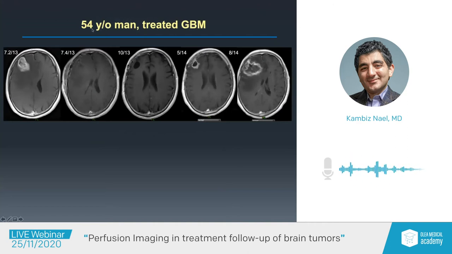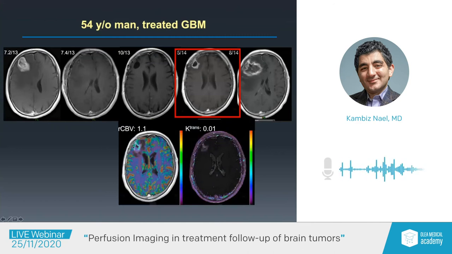So this was a 54-year-old man with a glioblastoma that was resected, with gross total resection, and then treated with temozolomide and radiation. And you can see that over time, he gradually developed this nodular enhancement along the resection cavity, and that increased a few more months later. Again, when you have this enhancing component showing up, you like to make that diagnosis. So we're going to look at the cerebral blood volume and K-trans, and these are some numbers that we got from this enhancing component, pointing to the fact that this is predominantly a post-treatment change and radiation necrosis or treatment-related necrosis as opposed to recurrent disease.